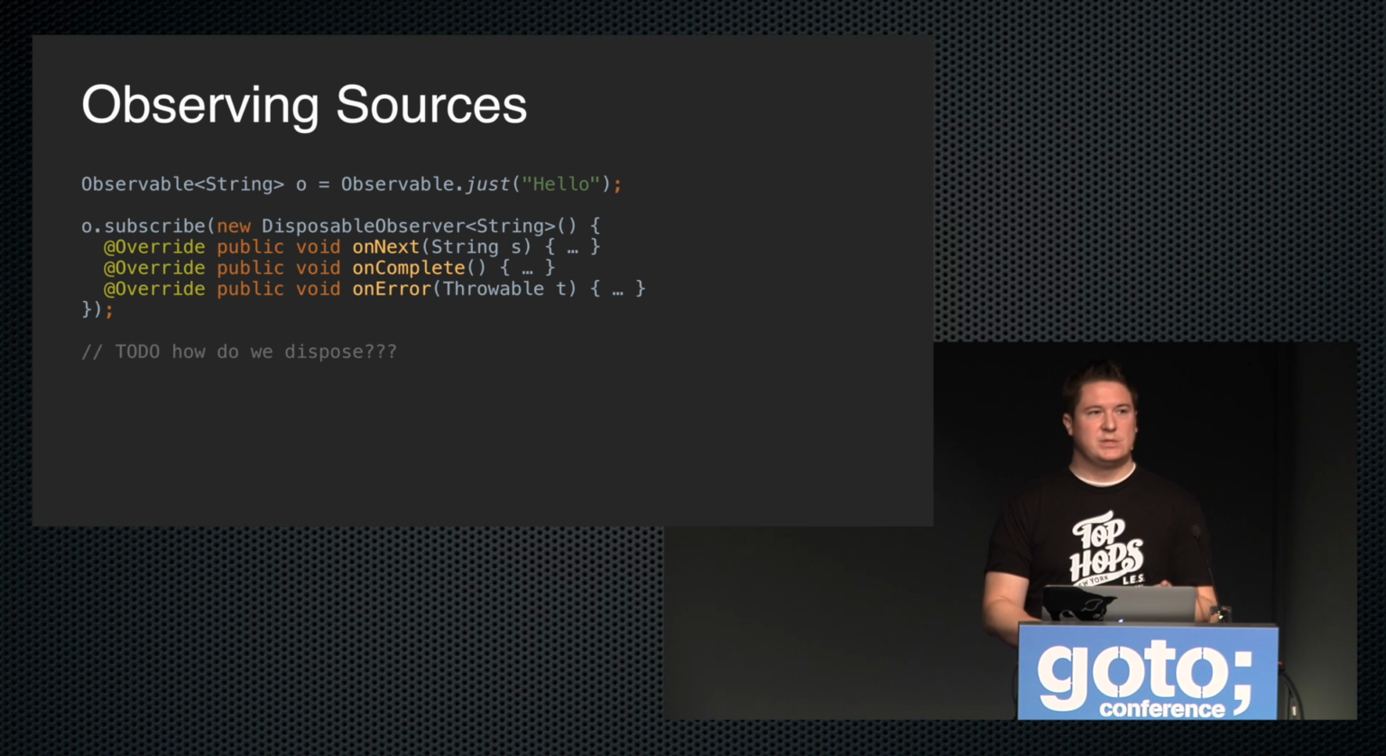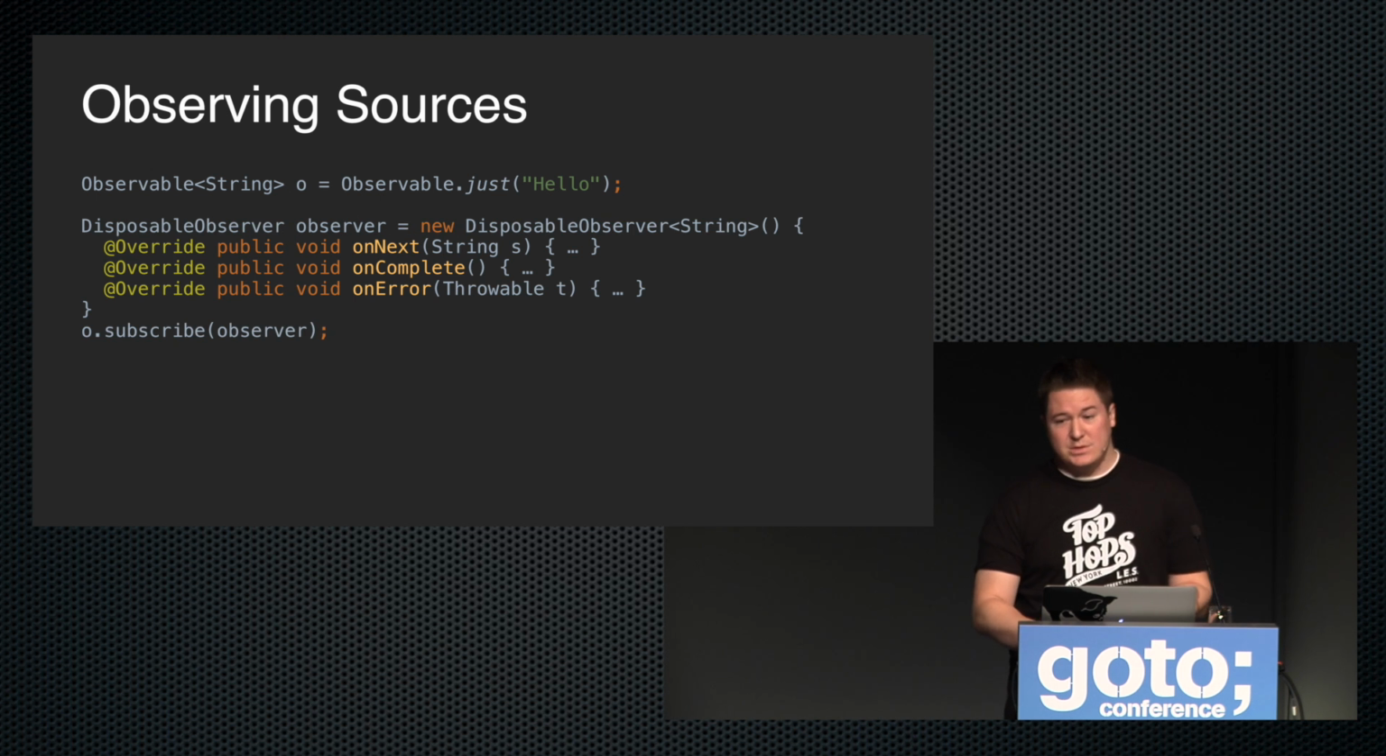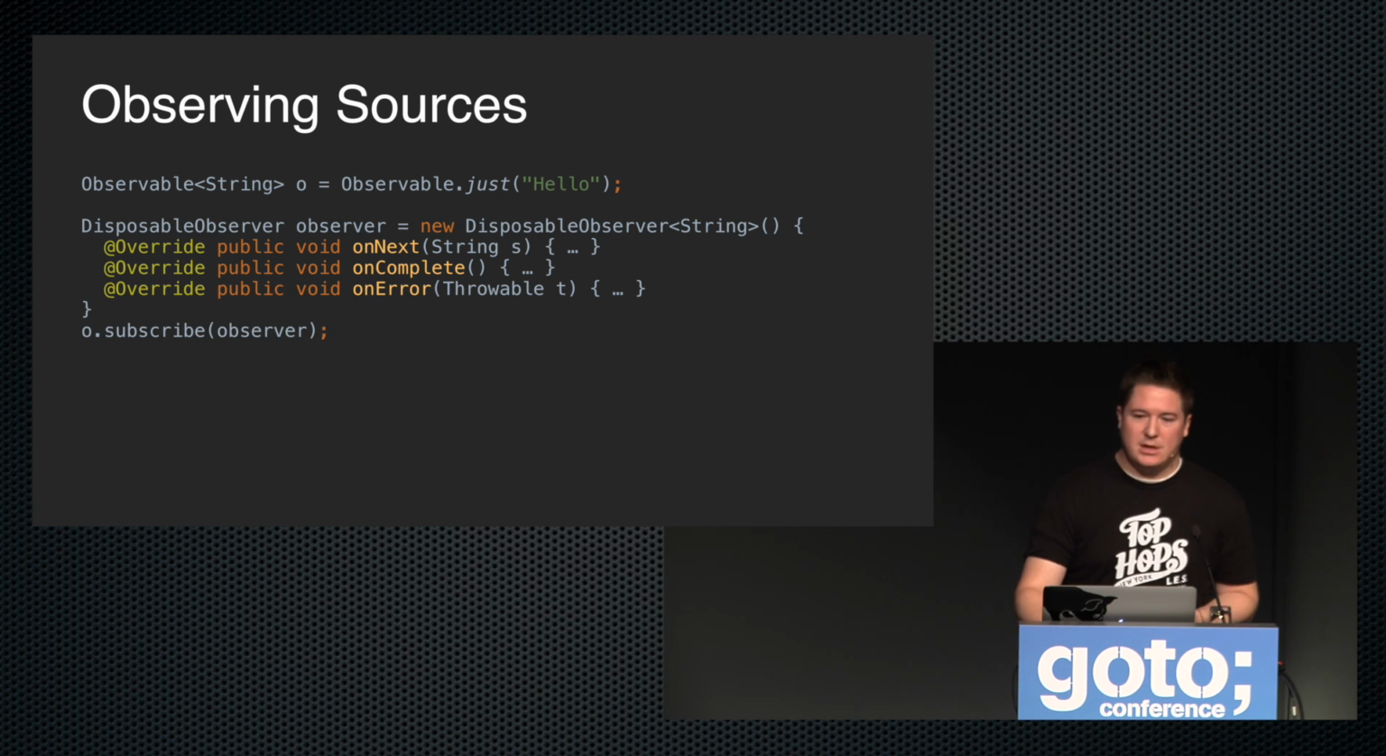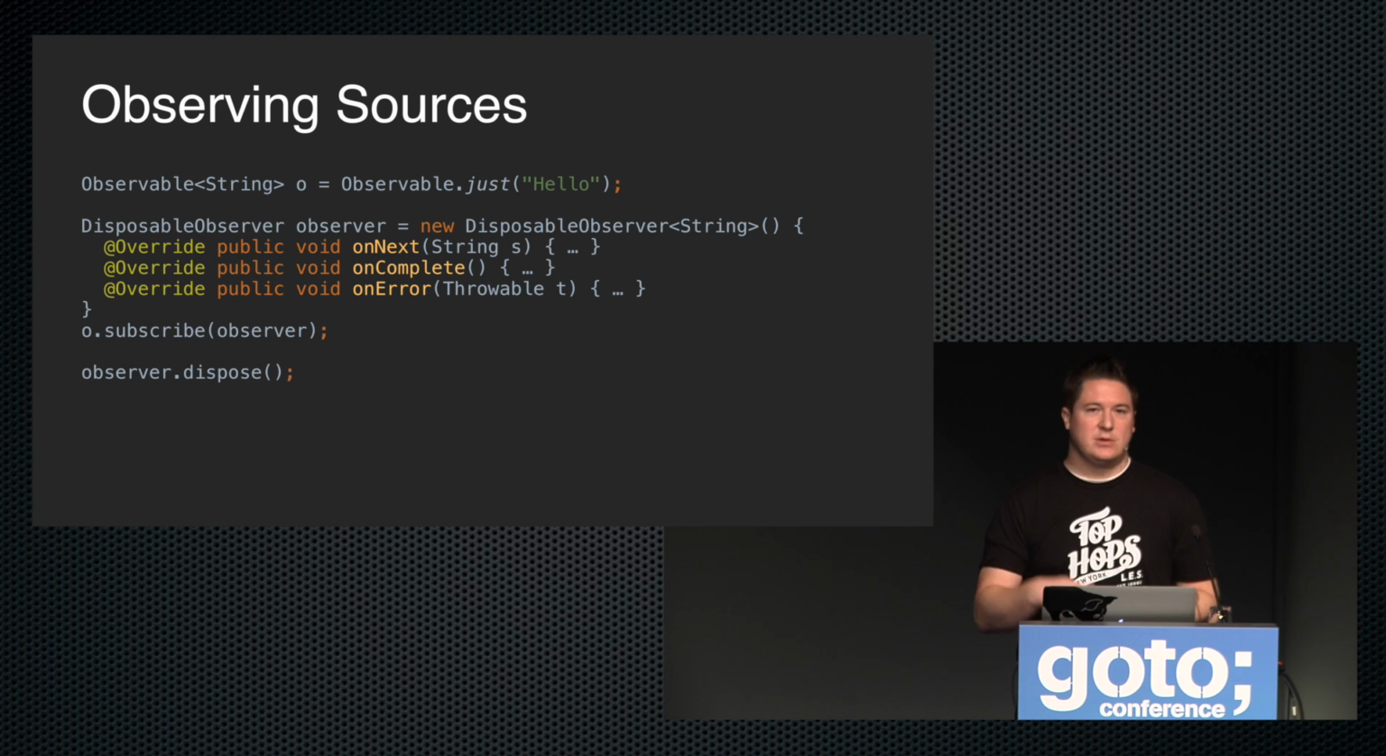But how do we dispose here? If we no longer have that callback, how do we unsubscribe? How do we tell the resource that we want it to go away? One thing you could do is hold on to that observer. It actually implements disposable, so you can call the dispose method, and it will take care of forwarding it up the chain.